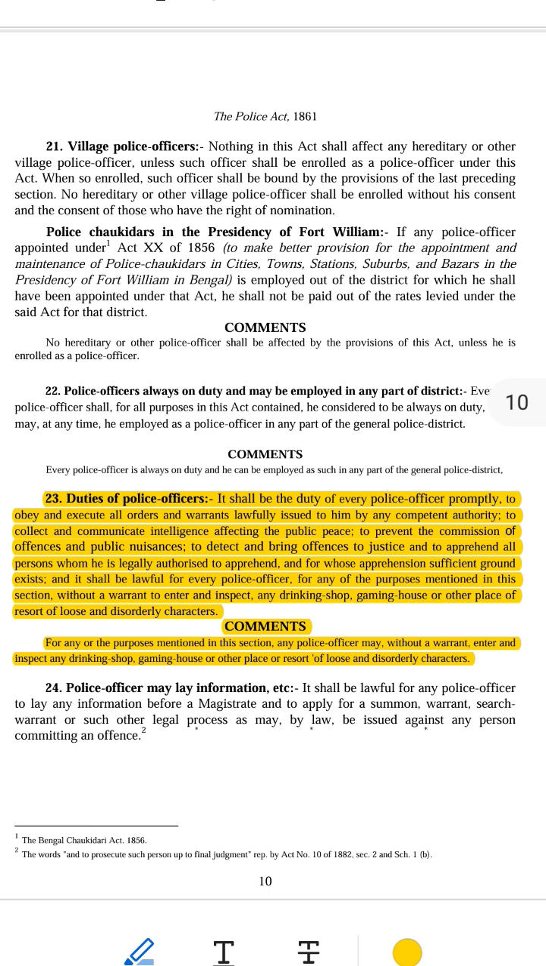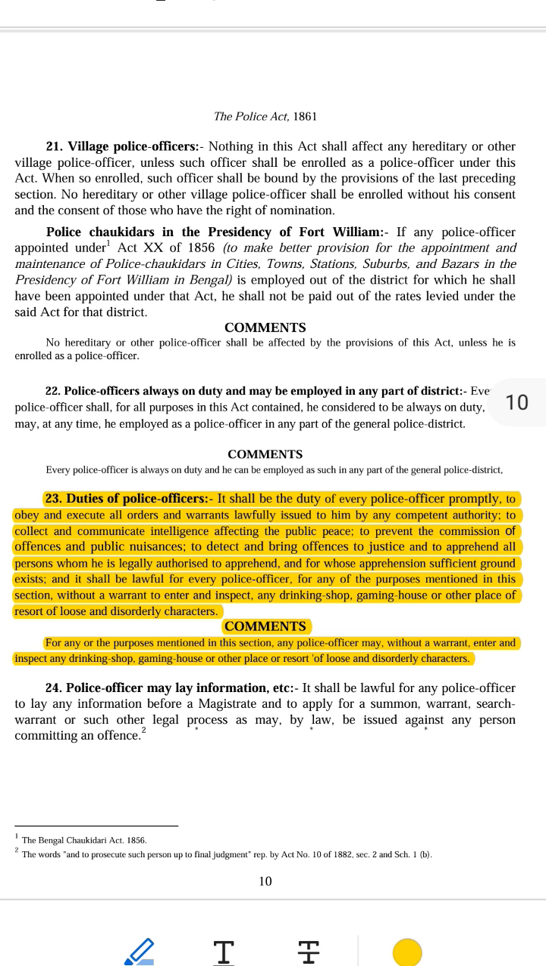6. Enter and inspect certain places without a warrant. What does this mean? For specific situations, police can enter and check places without needing special permission, a warrant. These places include drinking shops, where alcohol might be sold illegally, gaming houses where illegal gambling might happen, and other places where troublemakers gather. Example, if the police suspect illegal gambling in a house, they can enter and inspect the house without waiting for a warrant.